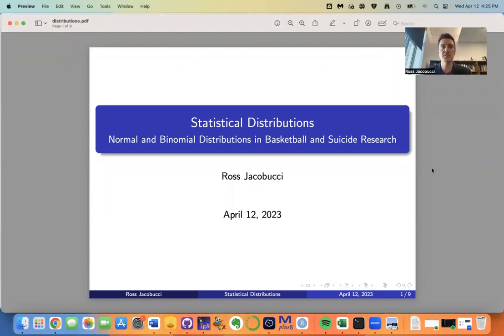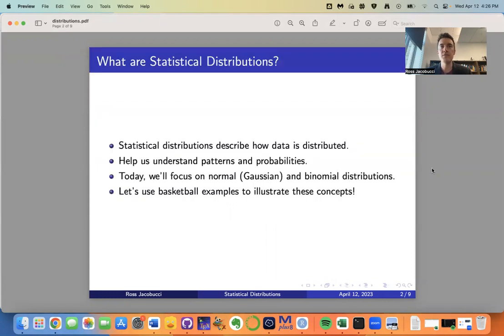So what is a statistical distribution? These describe how data are distributed. They help us understand patterns and probabilities in data. In this presentation, we're going to focus on normal or Gaussian distributions, as well as binomial distributions. Let's use an example from basketball to help illustrate these concepts.